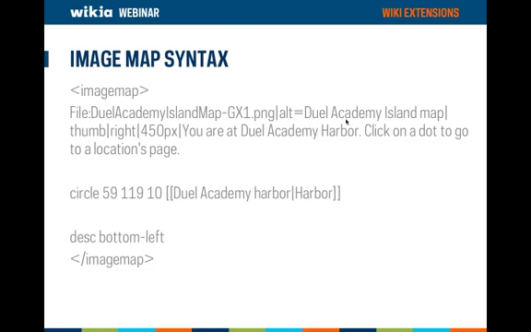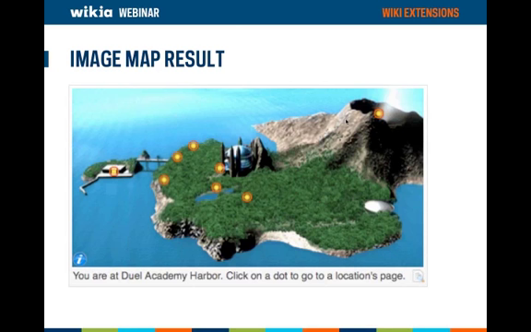And then lastly is desc, which states that the caption for the image should appear in the bottom left. And on either side of these definitions, you should see the imagemap tag. And this is the result, with each circle indicating a different link page. If you click on the image in a place that does not have a circle on it, you will be directed to the default link location.